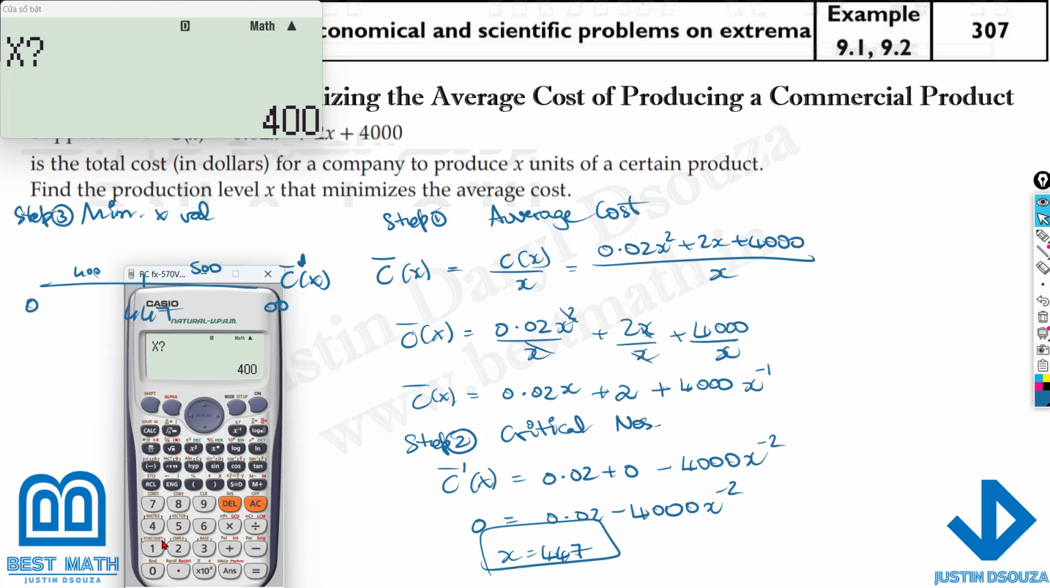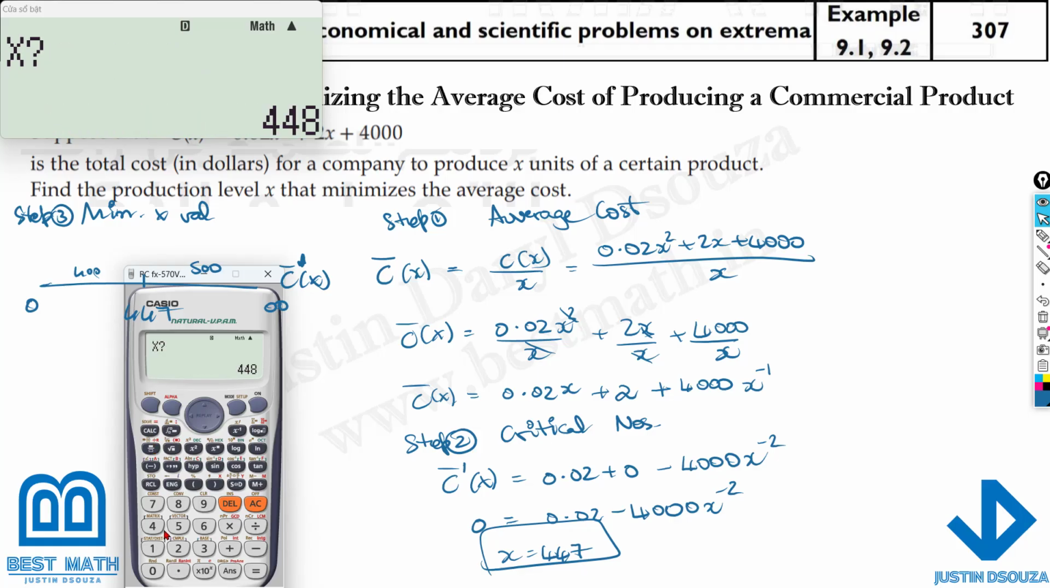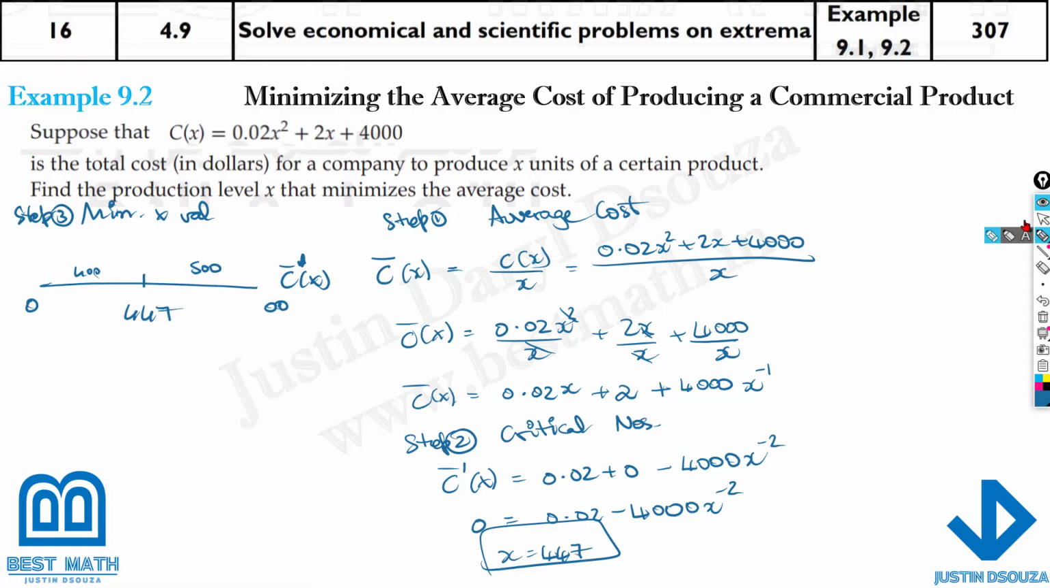So this is minus at the left side. What about the right side? What if I take 448? Look over here, it's positive. Calculated at 500 units, it's positive. So this means here we have minus, here we have plus, isn't it? So it's going down and going up. Therefore, x equal to 447 is the minimum.